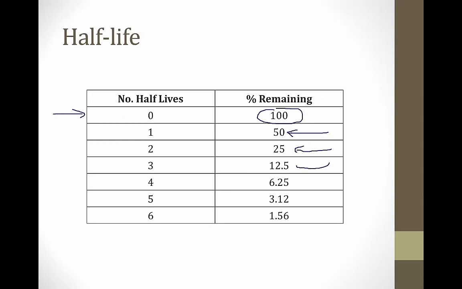After 3, we're down to 12.5. After 4, we're down to 6.25, and then it starts to get even lower. Now, it turns out that once the amount remaining in the body falls below 6.25%, most drugs don't have any more therapeutic effects. So we generally say it takes 4 half-lives to get the drug out of the body, which means it takes 4 half-lives for it to fall to such a low level that it's not going to have any clinical impact for the patient.